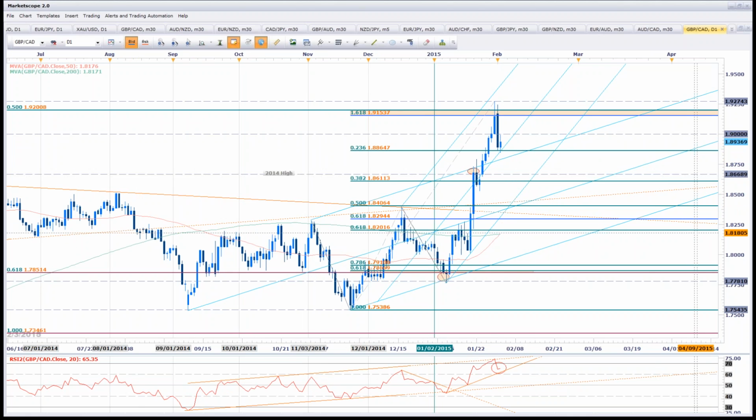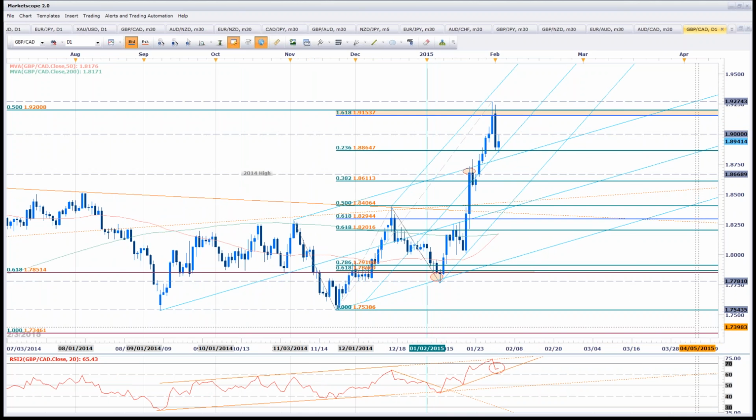Okay. And again, just take a look at this. It could be a simple correction. This does look to be like it could be a 1, 2, 3, 4, 5. So if you're looking to play some sort of ABC or some sort of truncated correction to the downside before we correct, that's sort of the stance that we're taking right now on Sterling CAD.